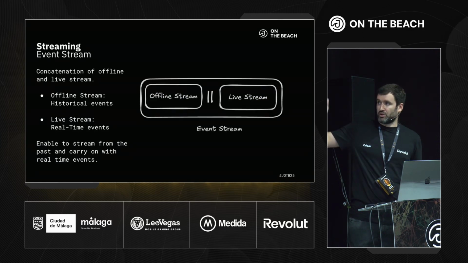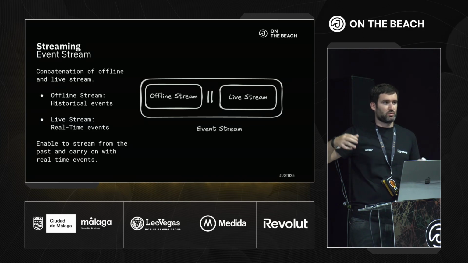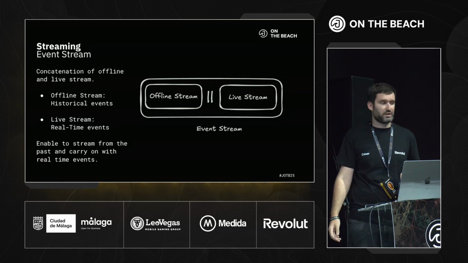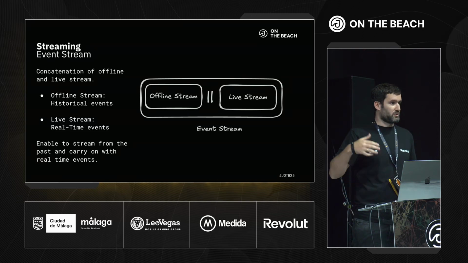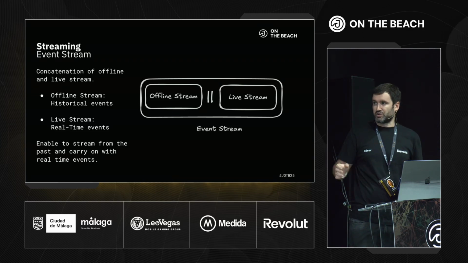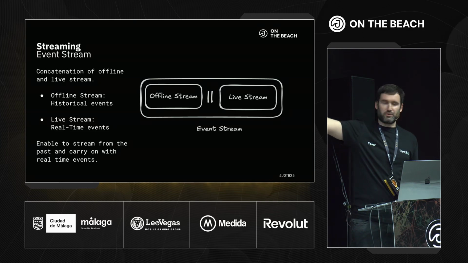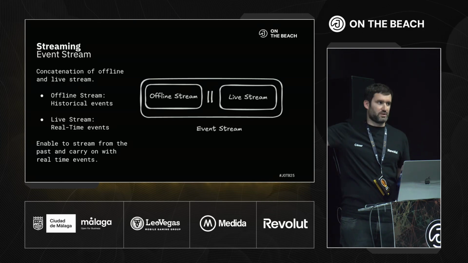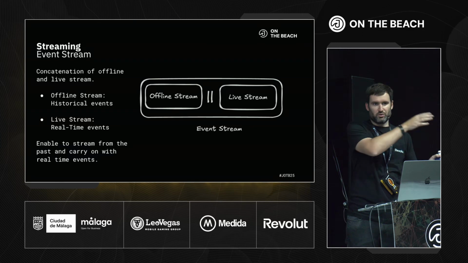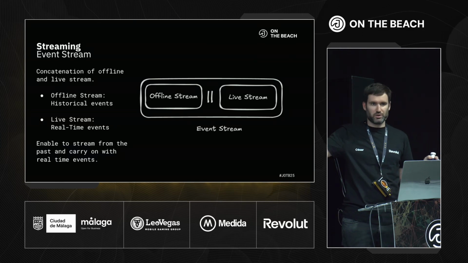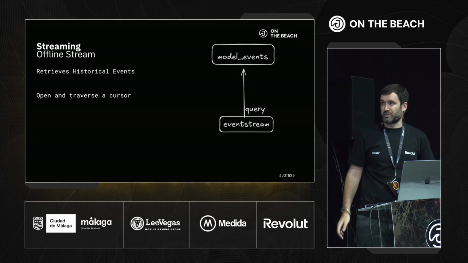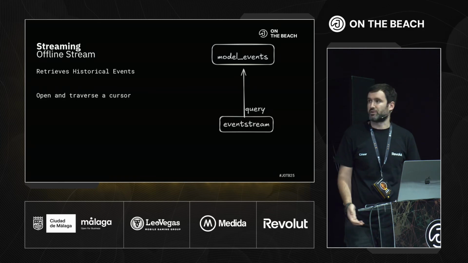And regarding streaming, we have 2 streams in reality. We have the offline stream, which retrieves historical data, and the live stream, which helps us keep the real-time events. So whenever you persist the event, this event appears right away. What we do is initiate an offline stream, and then concatenate it with one of these live streams. So you get the illusion that you start streaming from, for example, 5 minutes ago. You will continue streaming for those 5 minutes, and then you will continue streaming with every single real-time event that gets stored.